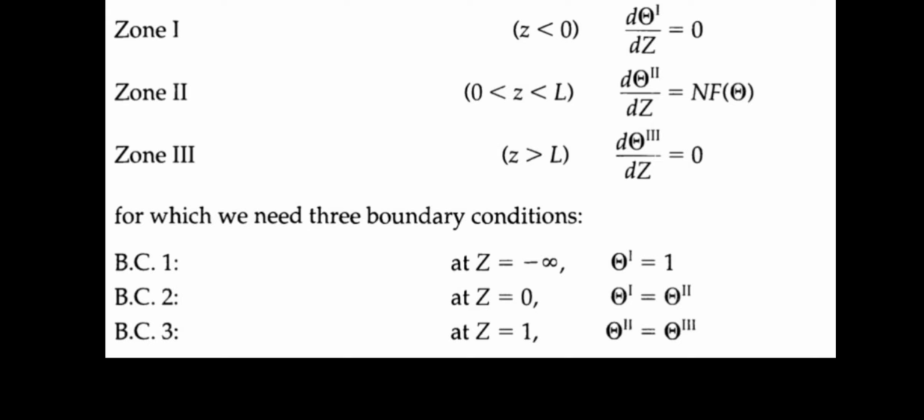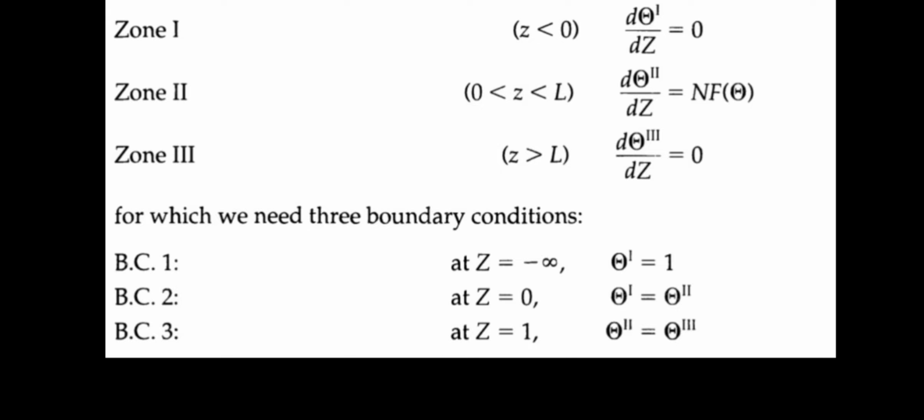For the non-homogeneous equation in zone 2, where S is not equal to 0, the general solution will consist of two parts, the complementary solution and the particular solution. The complementary solution is the general solution to the homogeneous equation obtained by setting S equal to 0, and the particular solution is any specific function that satisfies the non-homogeneous equation.